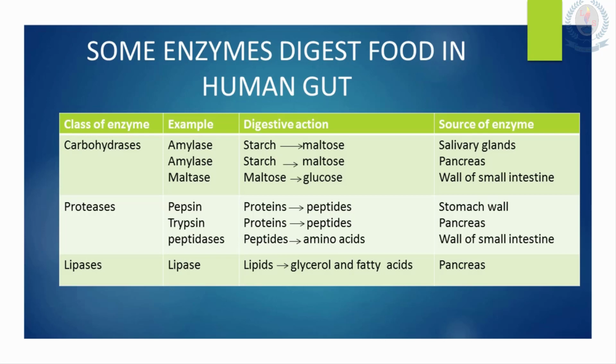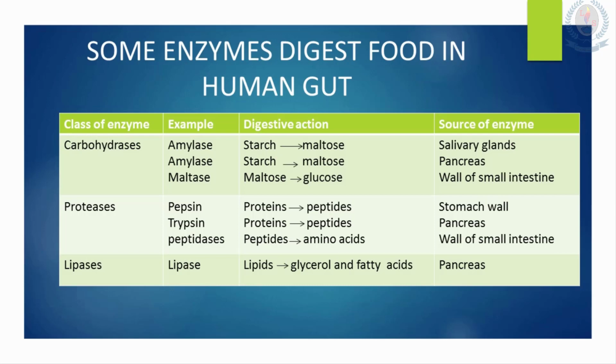First you can see the carbohydrates. The first example is amylase. Amylase is present in the salivary glands, and there starch will be converted into maltose. Amylase is also present in the pancreas, where starch is also converted into maltose. Another carbohydrase enzyme is maltase. Maltase will convert maltose into glucose. Maltose is a disaccharide, glucose is a monosaccharide, and starch is a polysaccharide. So the complex starch molecule will first break down into the disaccharide maltose, and then into glucose.